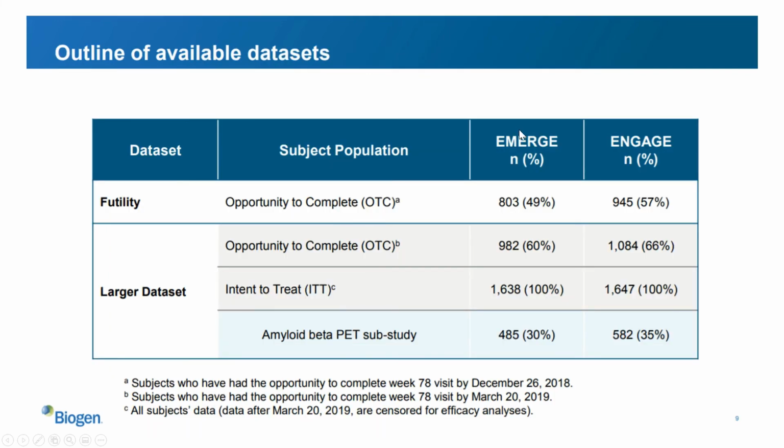Okay, so how many patients are we talking about in terms of the larger versus the smaller data set? There were 139 patients in ENGAGE that were in the larger data set that were not in the futility analysis.